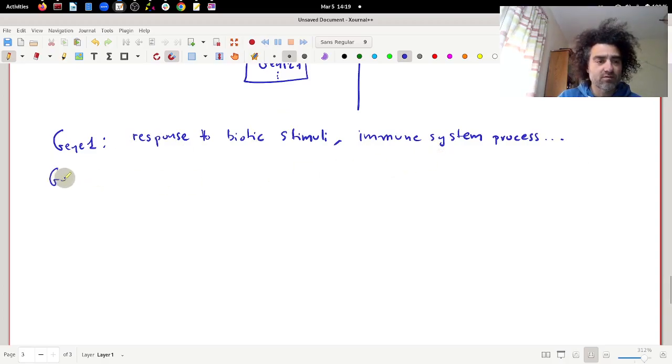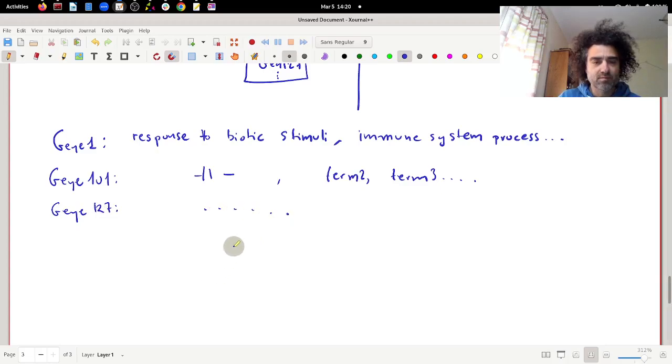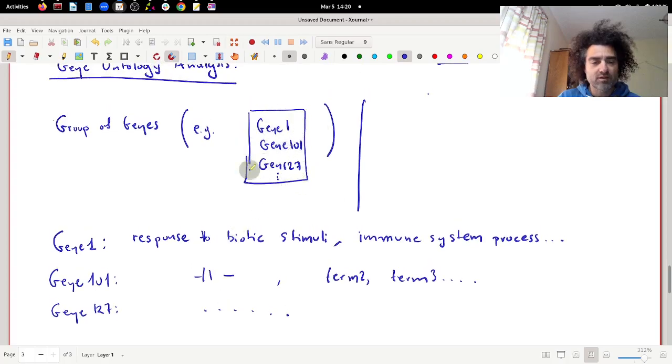Another gene, for example gene 101, might be linked to this term as well, and then to another term, and then to another term, and so on. And another gene might be linked to other terms here. So from our list of genes, each gene might be linked to different biological terms.